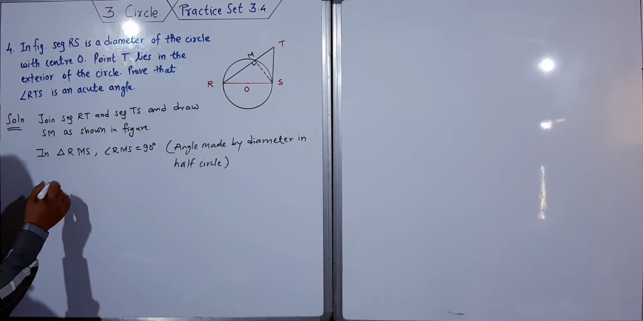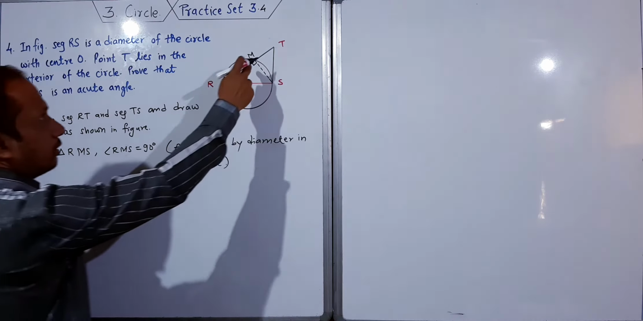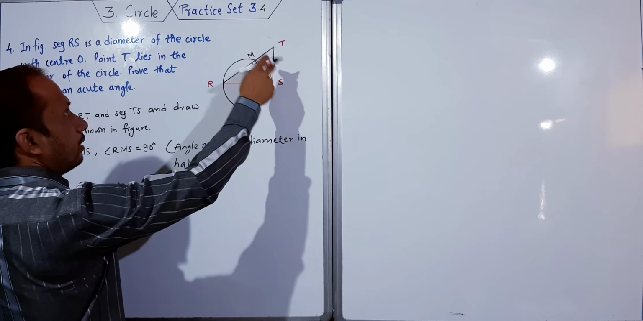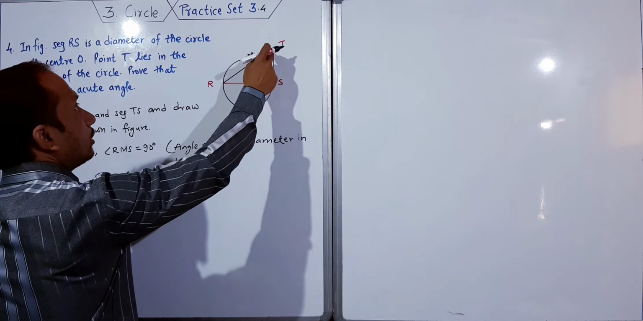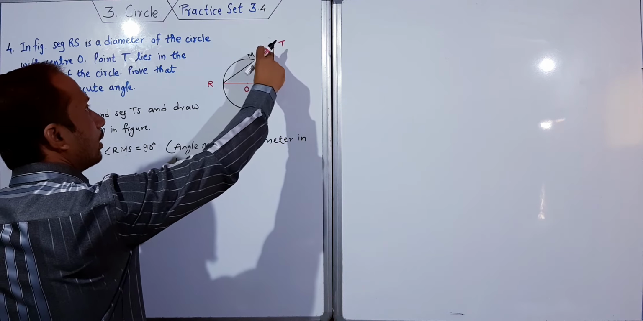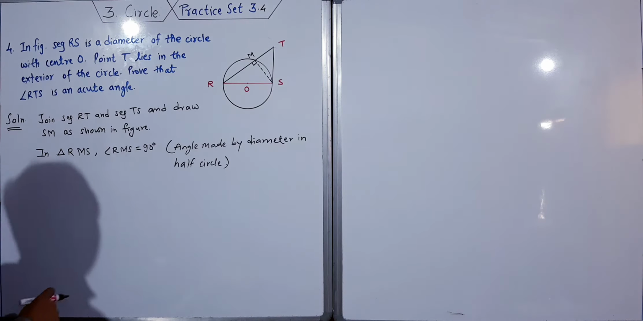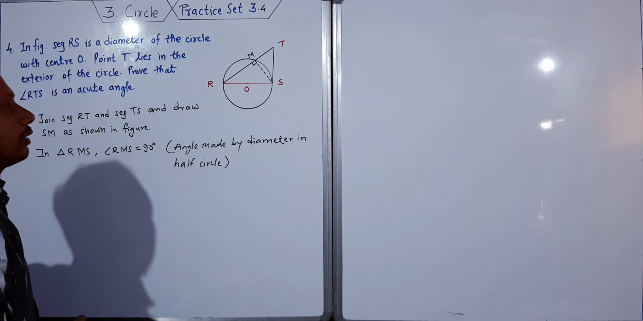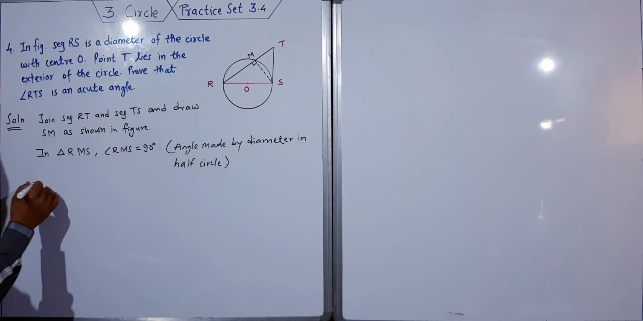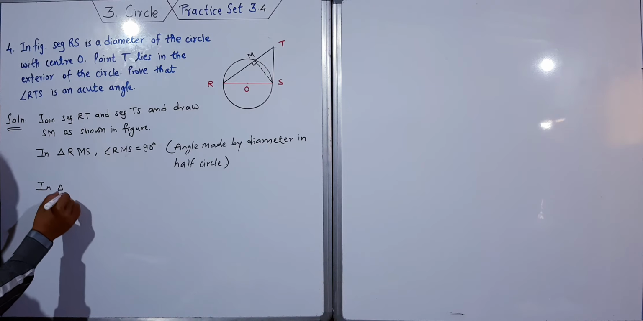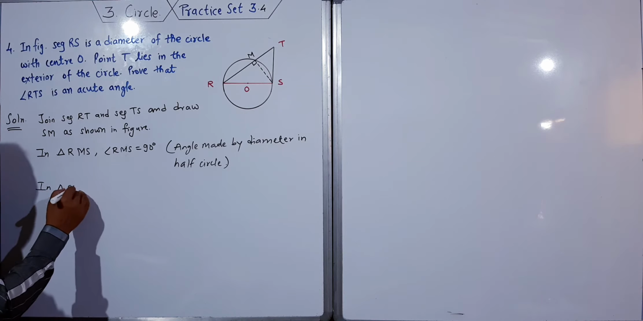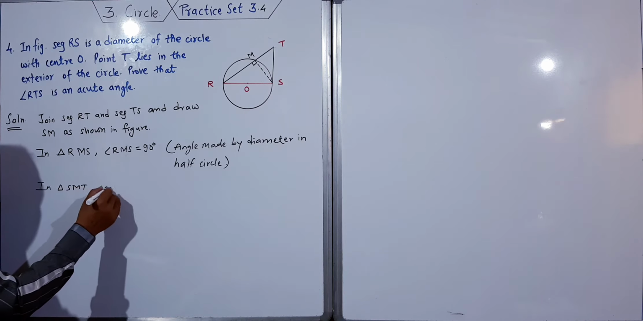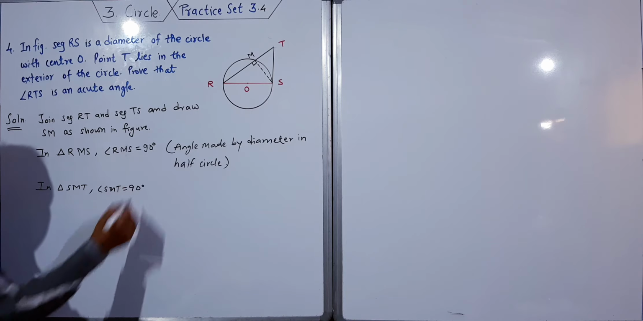Therefore, now see that if this angle is a right angle, then TS is what? Hypotenuse. Now what I have to prove? Angle RTS. So T is what? Obviously T and this, these are the acute angles as compared to this. In triangle SMT, angle SMT is equal to 90.